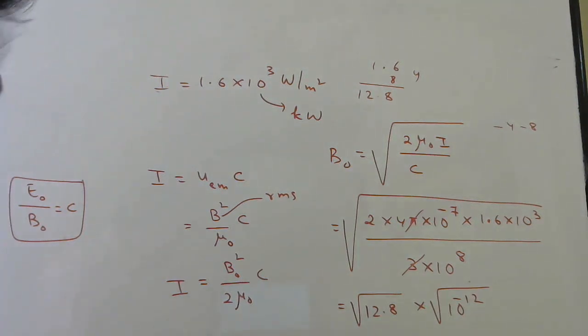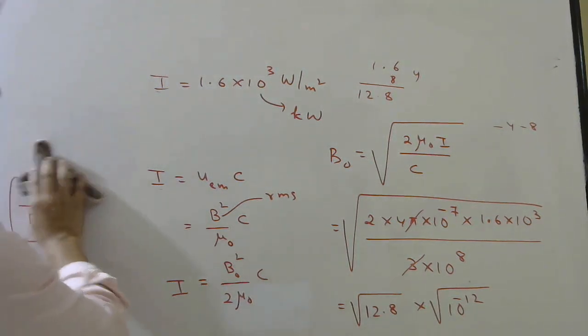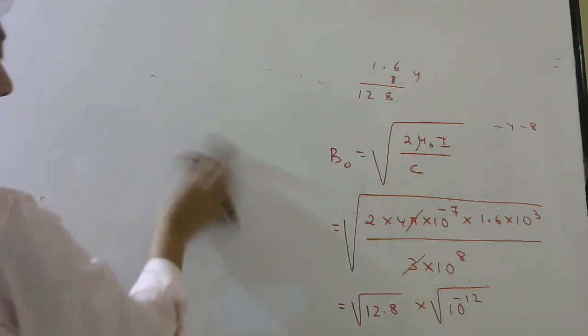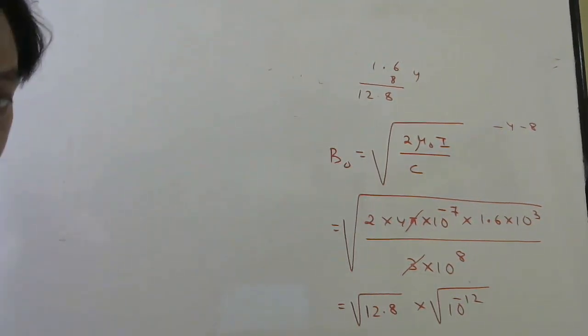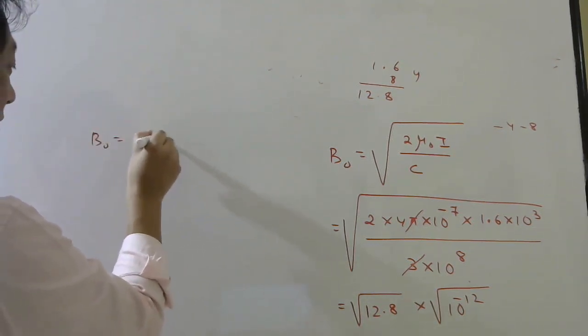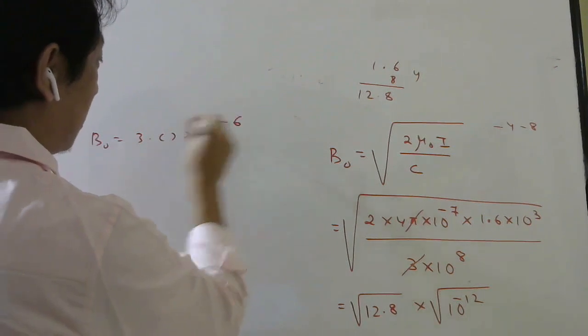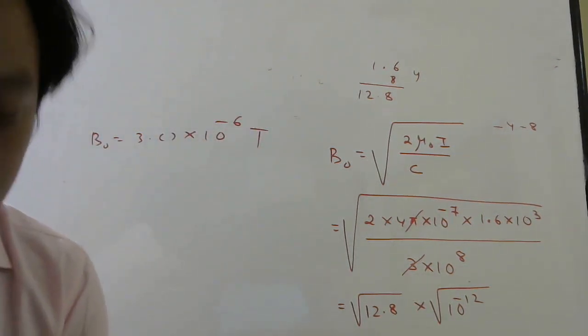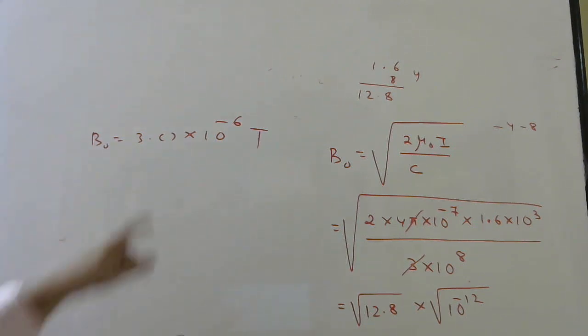Right? Now what will be the square root of 12 point something? 3 3s are 9, 4 4s are 16. So it should be 3 point something into 10 power minus 6 since it is magnetic field, Tesla. So let us hope that there will be some option which will be closest to this one.